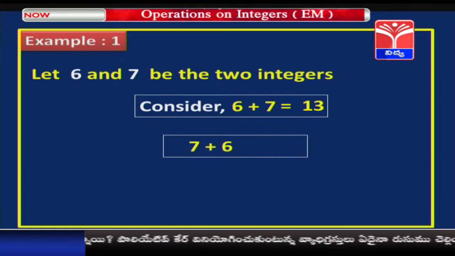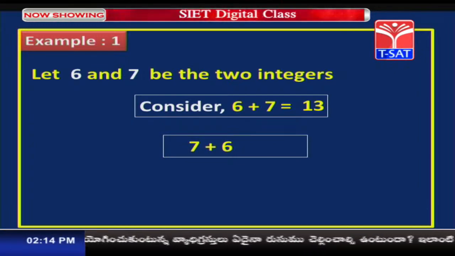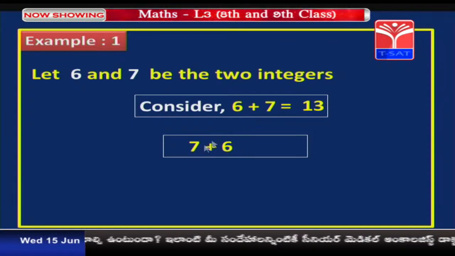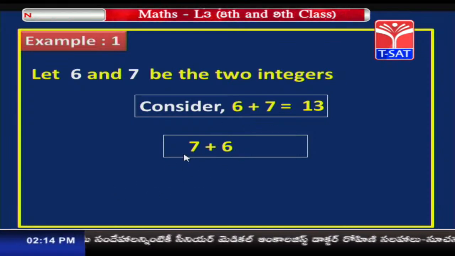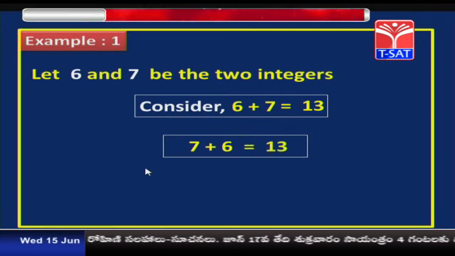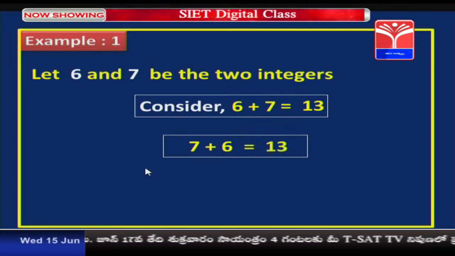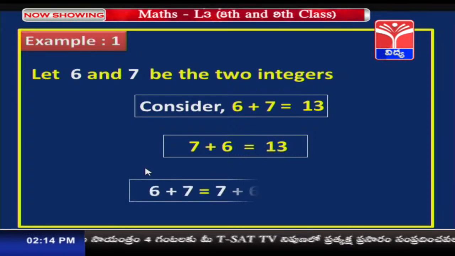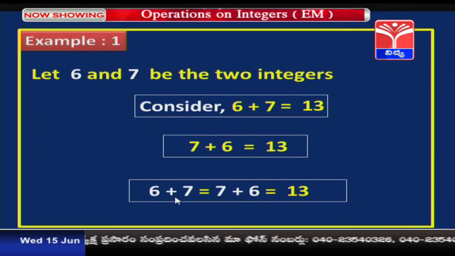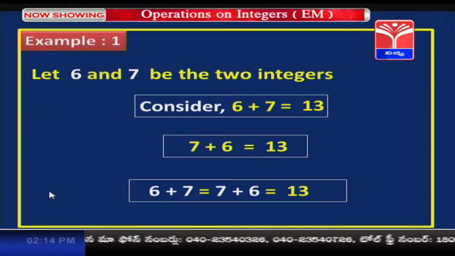I am just changing the order of addition. So, first I have taken 6 plus 7, but now I have reversed the order, 7 plus 6. Now, on adding 7 plus 6, what do you get, children? Yes, again you got the same integer, that is 13. Now, from these two, what do you conclude, children? Yes, I can write 7 plus 6 and 6 plus 7, both are equal, isn't it, children?